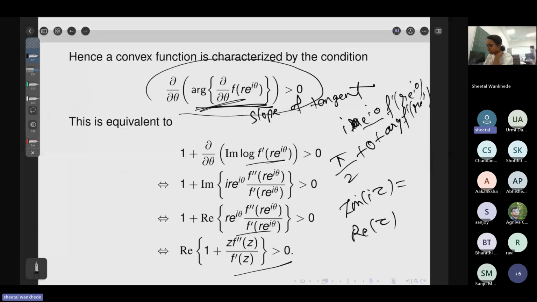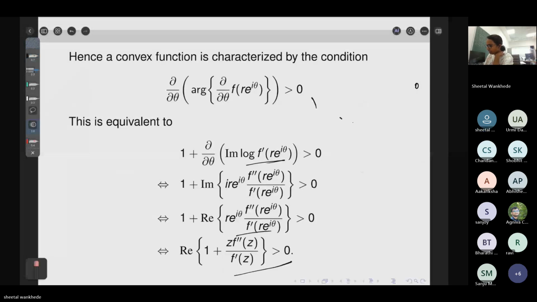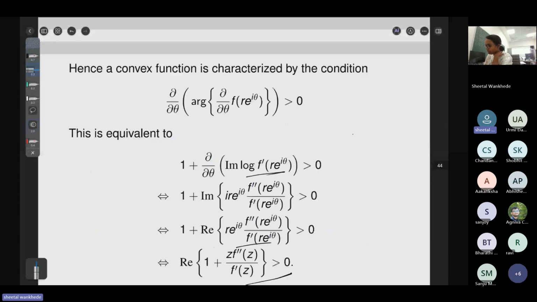So it is clear. Simple analysis, we put here and we just get this characterization from the geometric condition in terms of an analytic function.